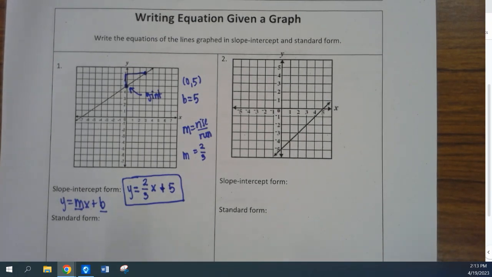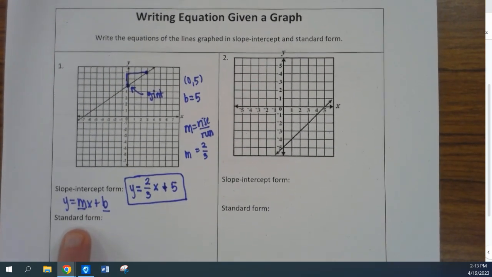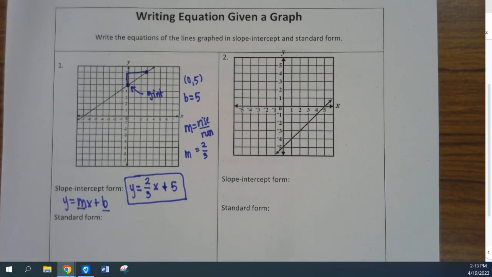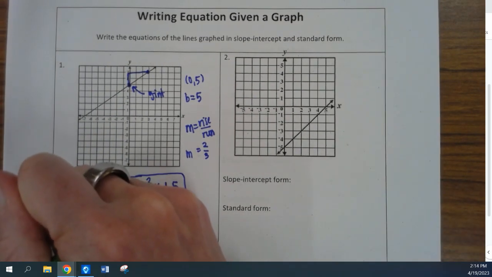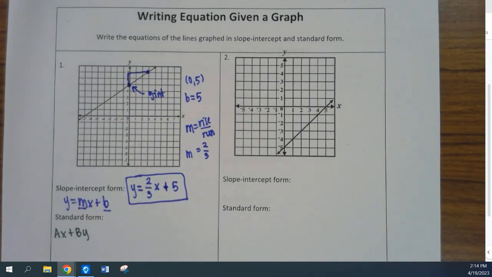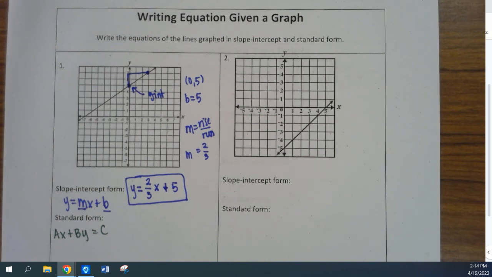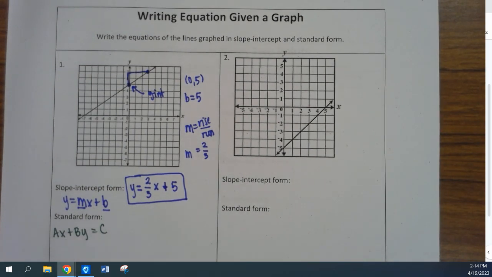Now, the directions here want us to take this line and rewrite it in standard form. So again, standard form is the format where the x's and the y's are on the same side of the equal sign together, and the number is going to be all by itself. And the important thing to remember is that a, b, and c should all be integers. So we shouldn't end up with any fractions in our final answer.